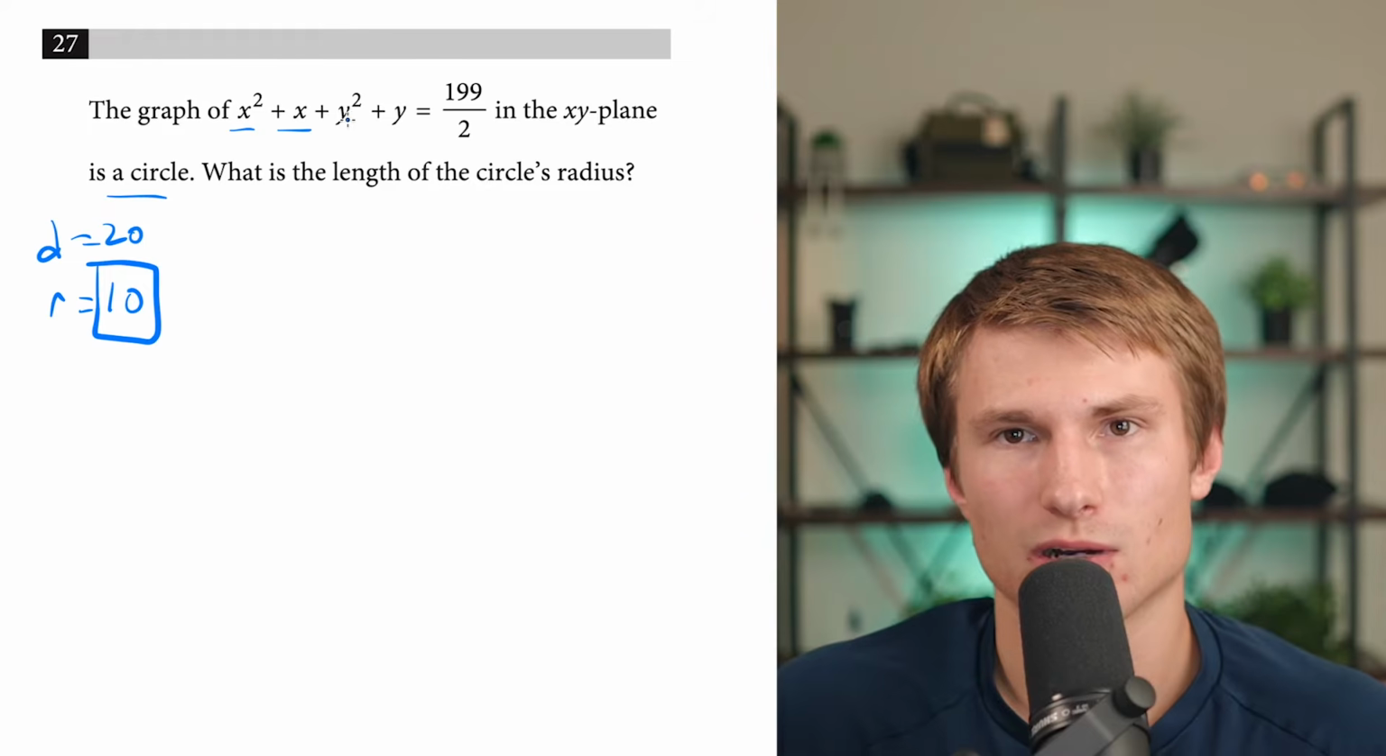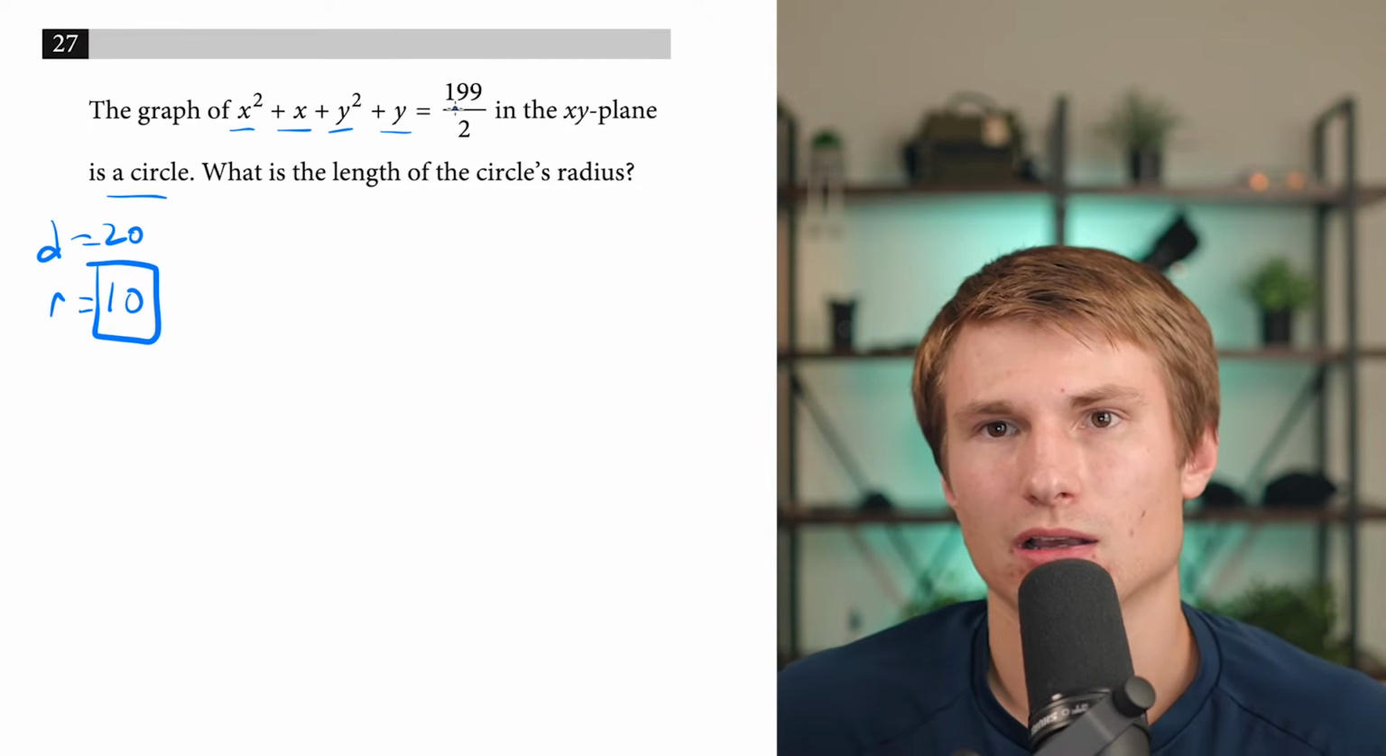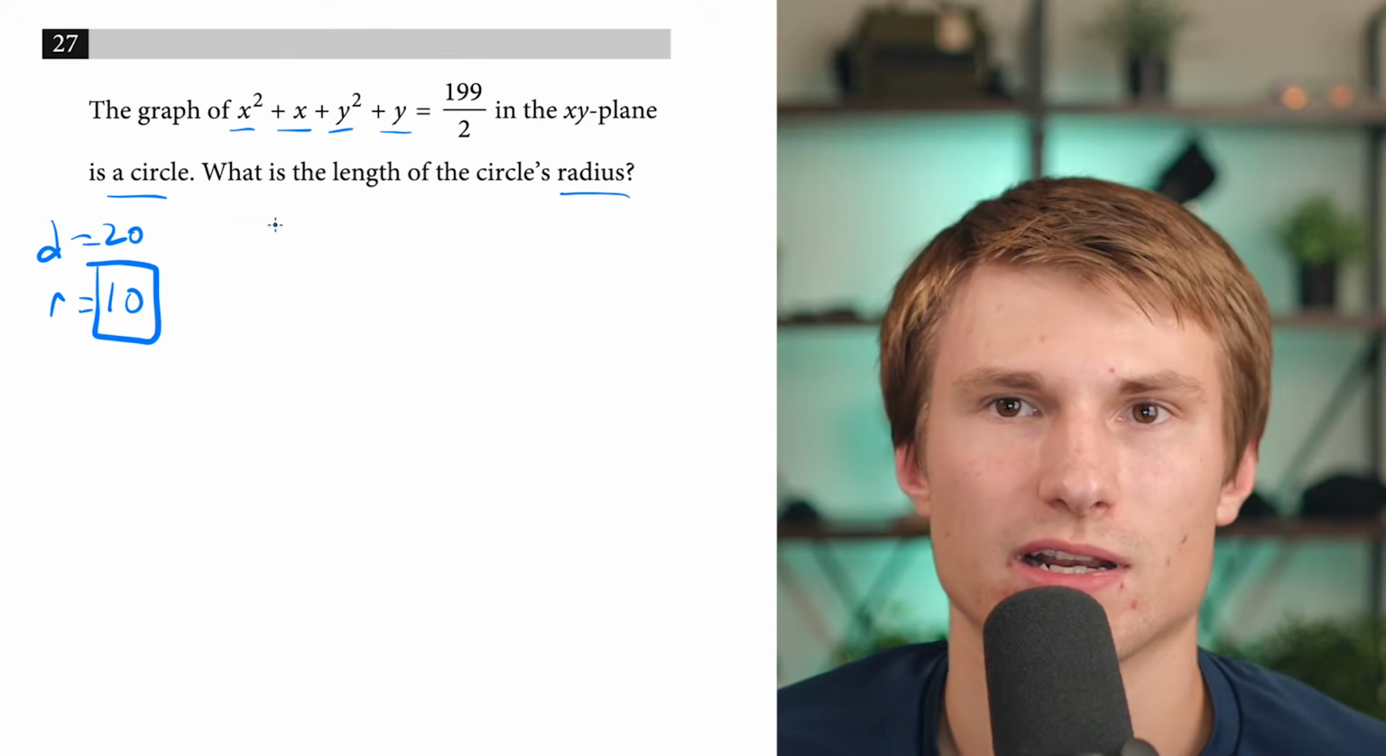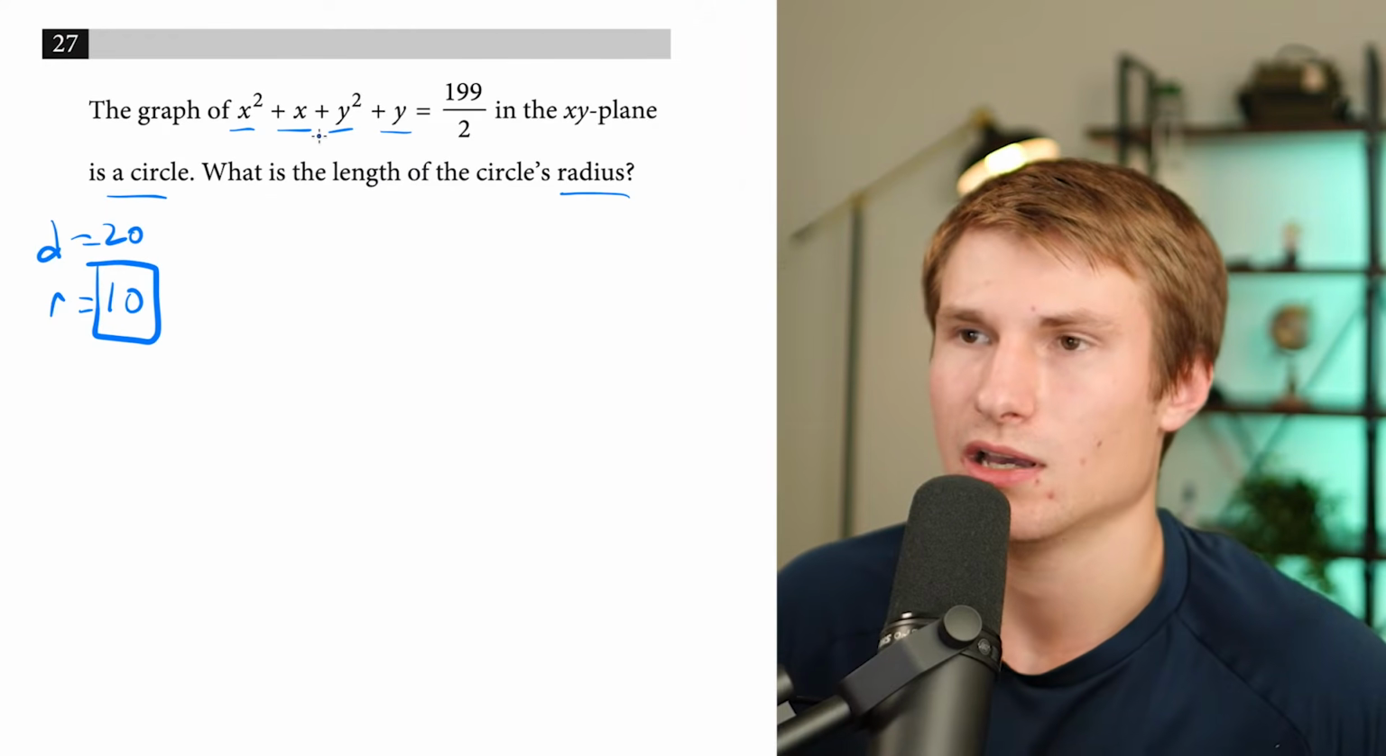So we've got x squared plus x plus y squared plus y is equal to 199 over 2, and the xy plane is a circle. What's the length of the circle's radius? We want to solve for radius. In order to solve for radius, I want to get this into the form of a circle.